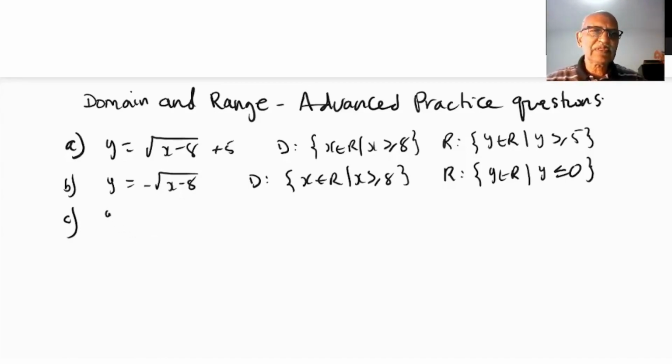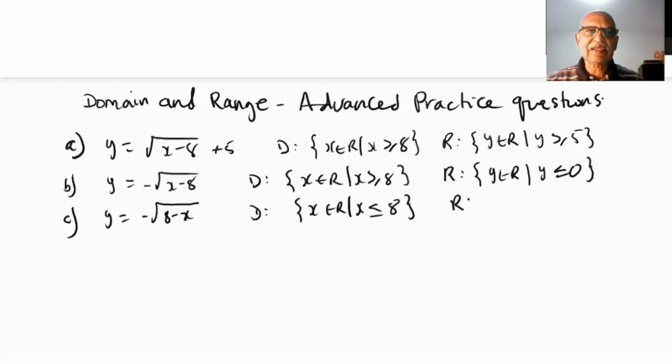Okay, if this was the other way around, square root of 8 minus x, the important thing is that what is inside the bracket is greater than or equal to 0. Therefore, the domain will be x belongs to R such that if x is more than 8, this will be negative. Therefore, x must be less than or equal to 8. And the range will be the same as before: y belongs to R, y is less than or equal to 0.